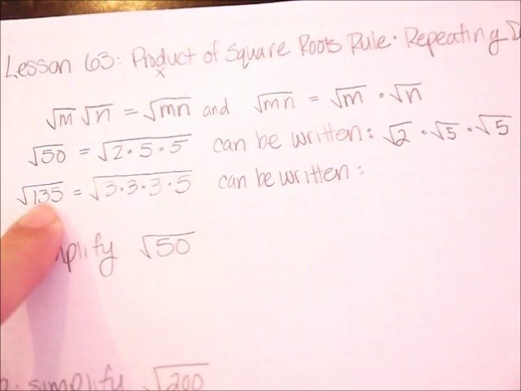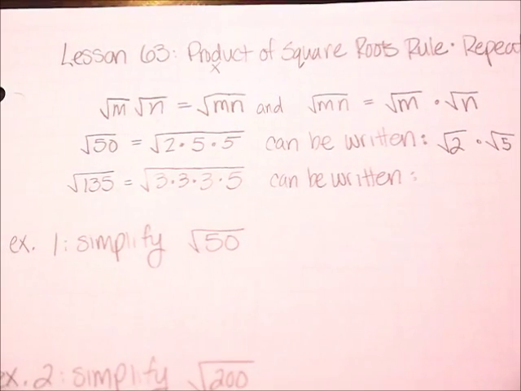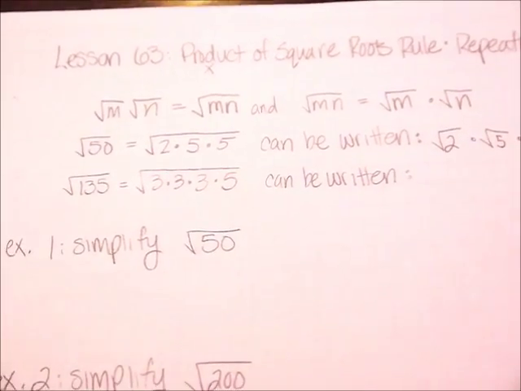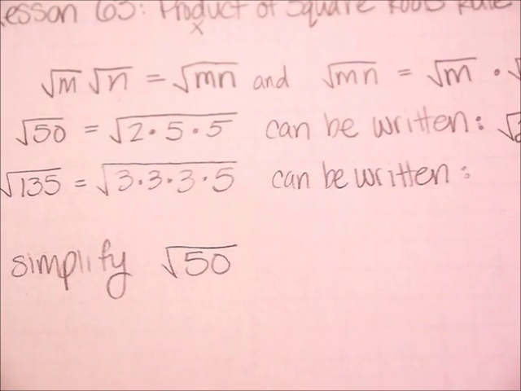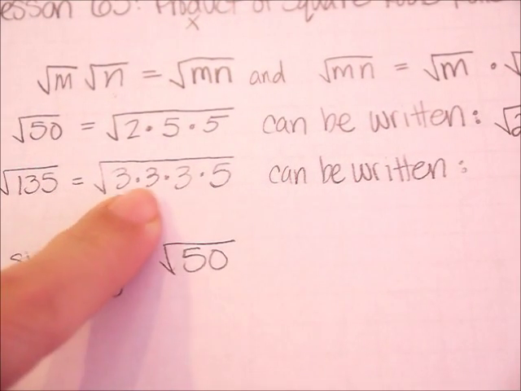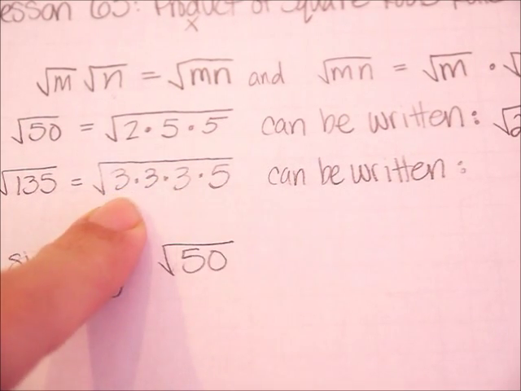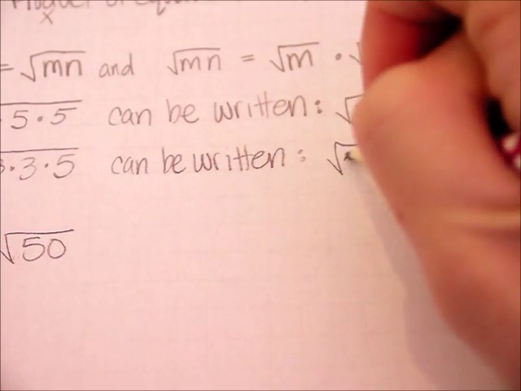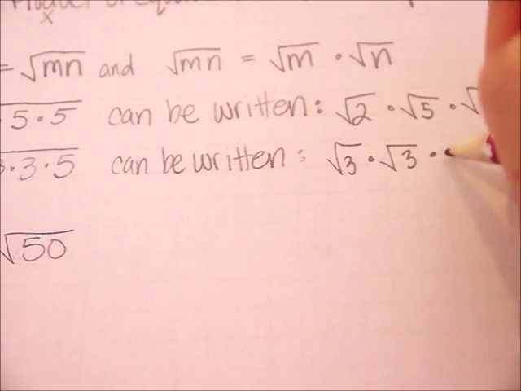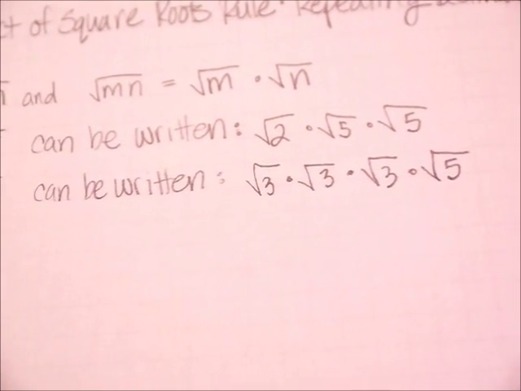Square root of 135, if we did a factor tree, we'd have 3 times 3 times 3 times 5. Again, we can separate all those out. So we would have root 3 times root 3 times root 3 times radical 5. Oh, sorry, you can't see it. So that's what we would have there.